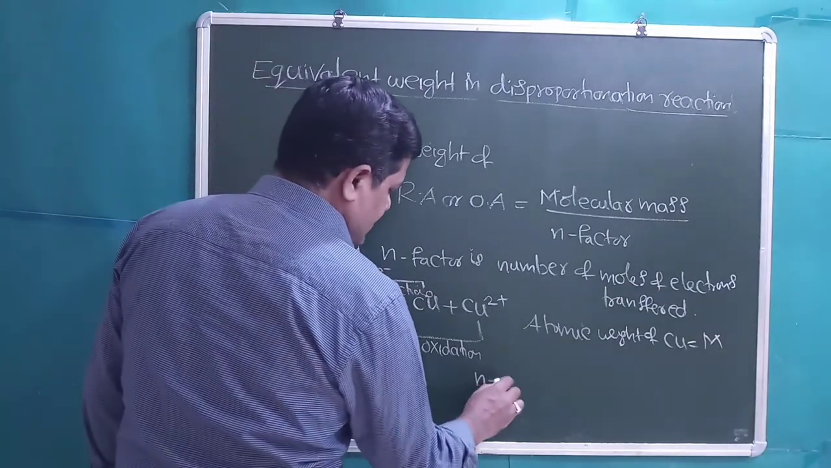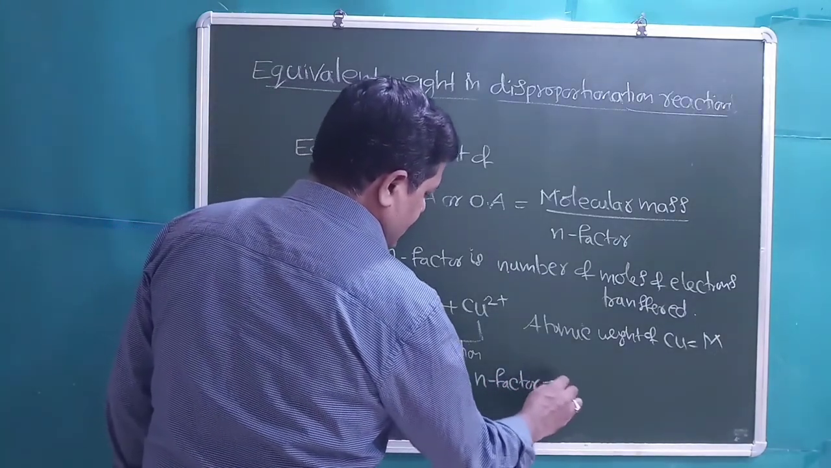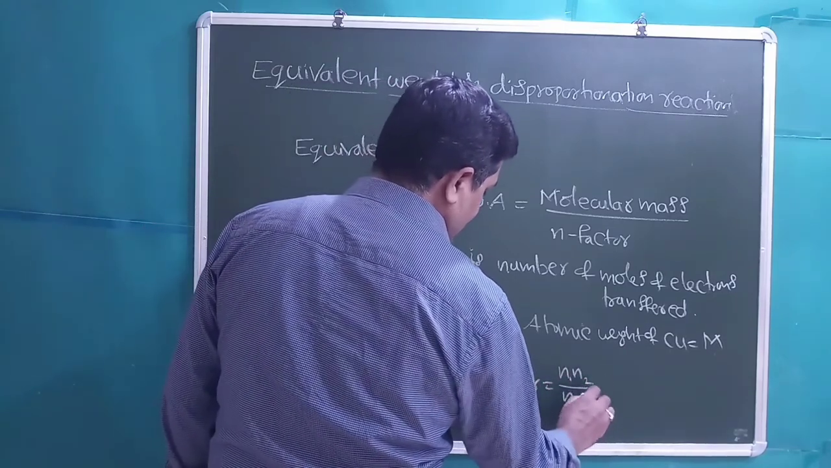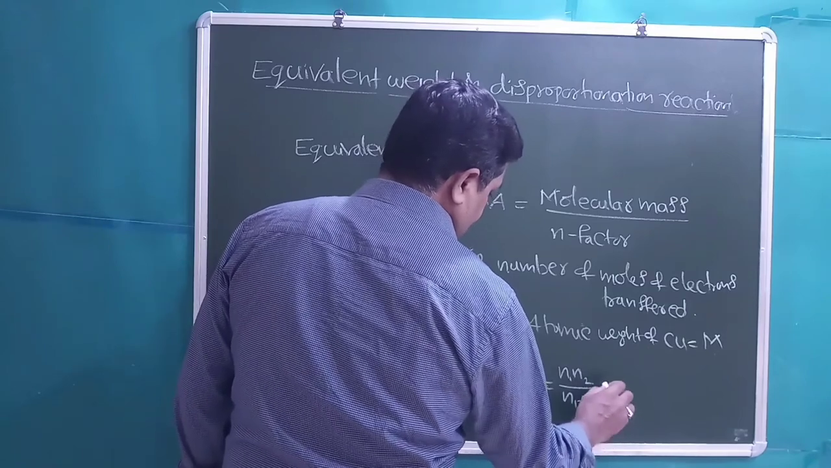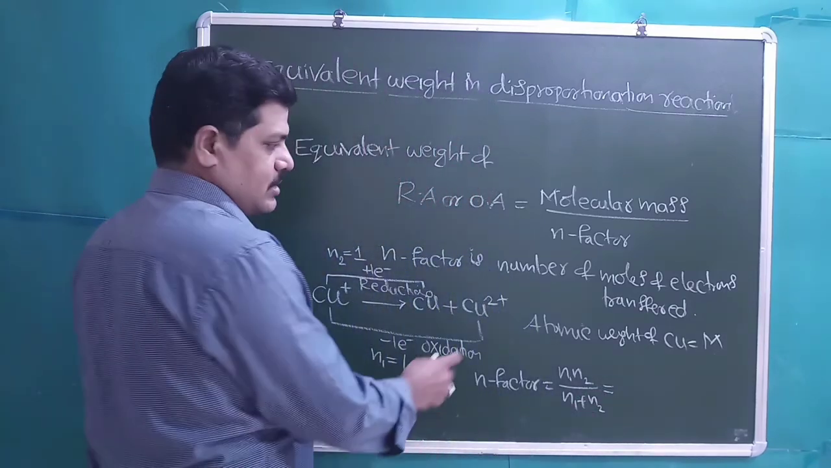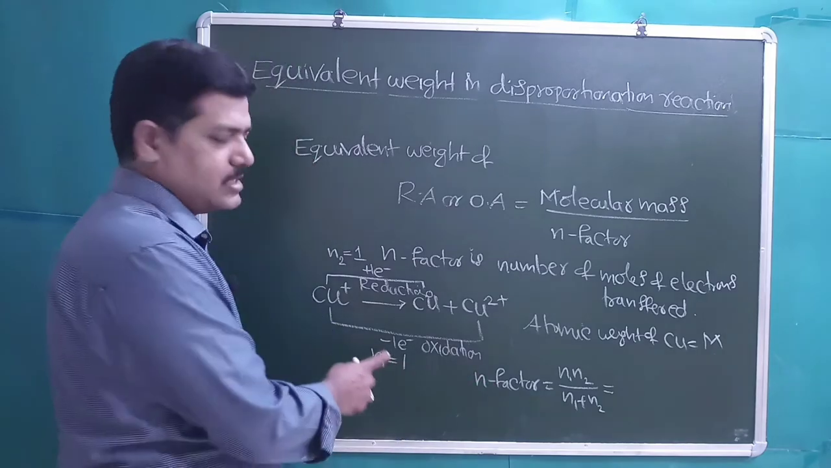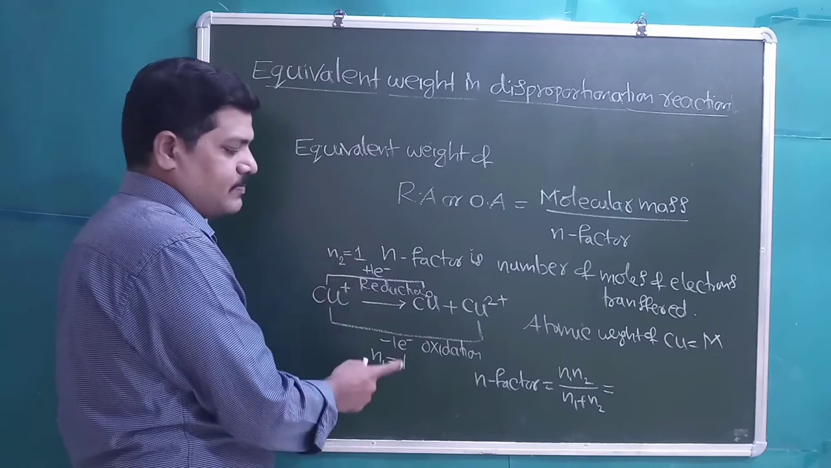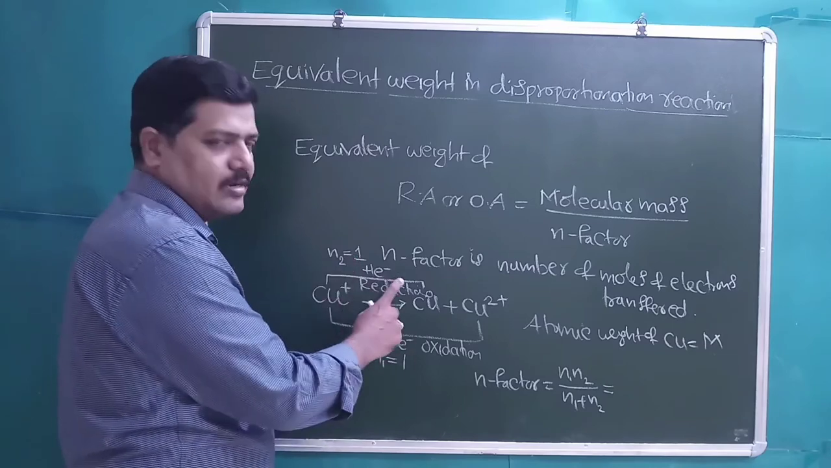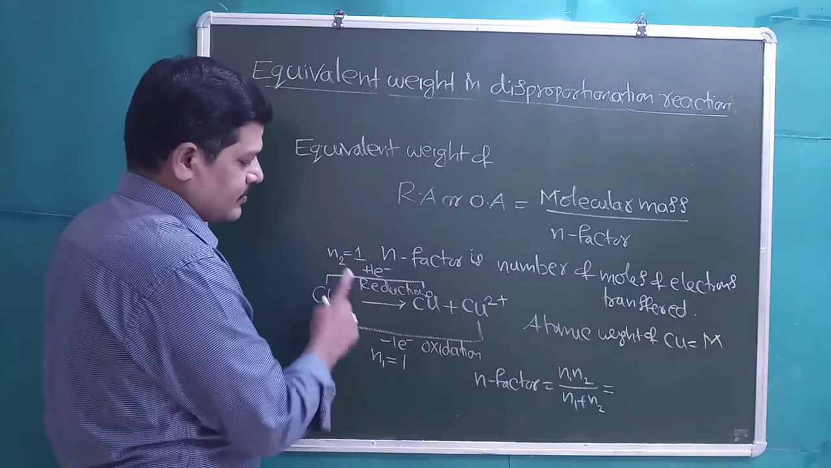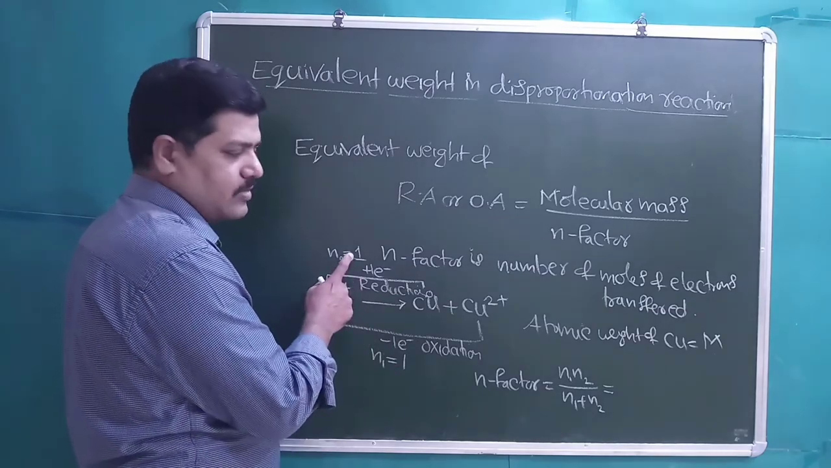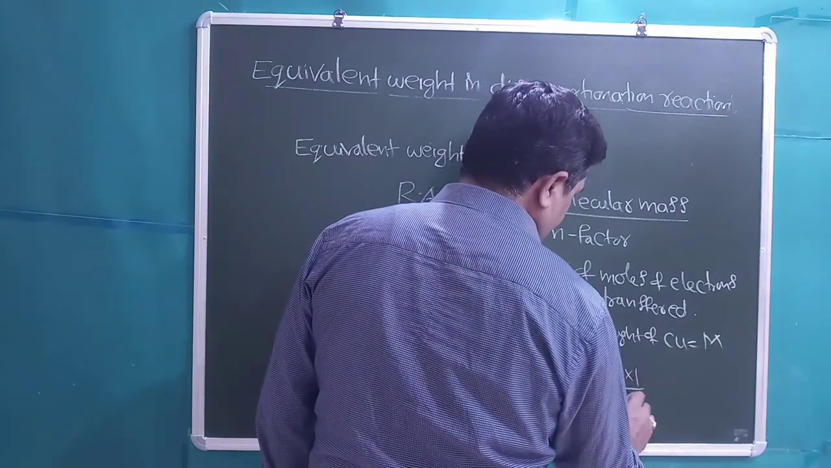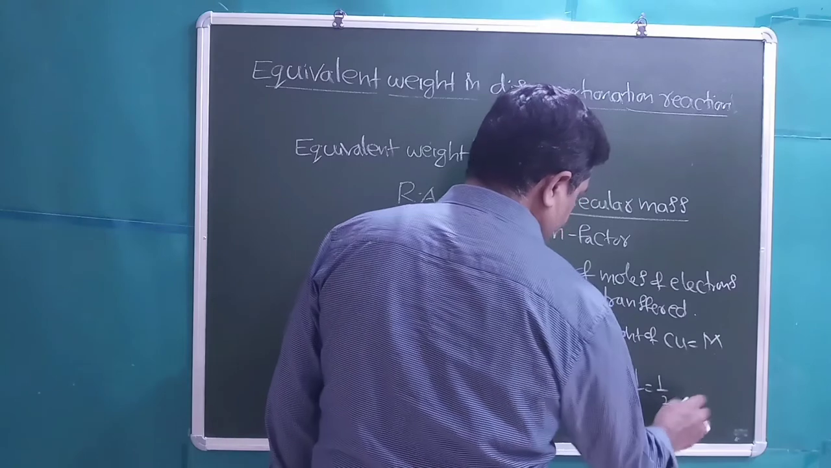So n factor is equal to n1 multiplied by n2 divided by n1 plus n2. This is the formula to calculate the n factor in the disproportionation redox reaction. Here n1 is the same as n2, but in some cases it is different, so we will take one more example also. Here n1 is equal to 1, n2 is equal to 1. So let us substitute those values: 1 into 1 divided by 1 plus 1, which is 1 by 2.